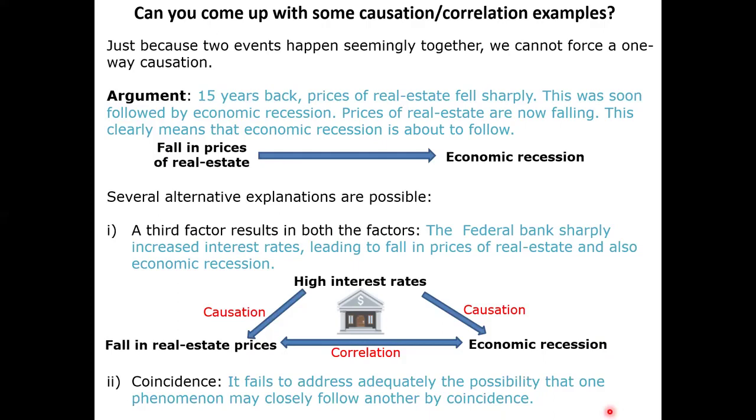See, if something happened, right? Notice, prices of real estate fell sharply. This was soon followed by economic recession. If this had happened, let's say 10 times in the past, then it's very difficult for you to dismiss it as a coincidence. But if this is something that happened perhaps just once 15 years back, it could have been a coincidence as well.